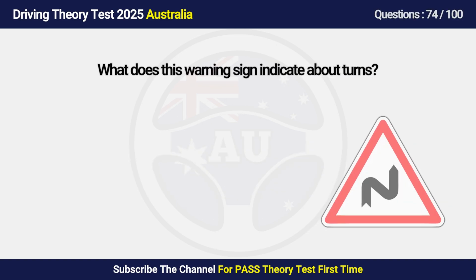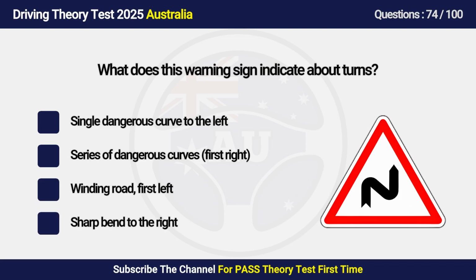Question 74. What does this warning sign indicate about turns? A, single dangerous curve to the left. B, series of dangerous curves first right. C, winding road first left. D, sharp bend to the right.